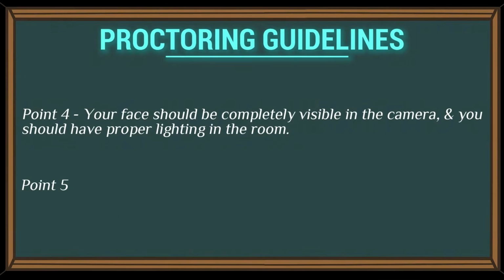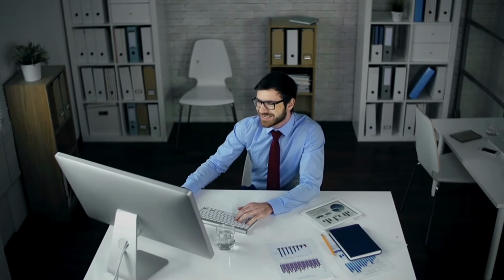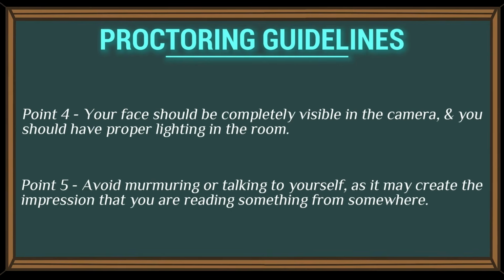Point number 4. And guys, this is a crucial one. Your face should be completely visible in the camera and you should have proper lighting in the room. And guys, lastly, avoid mumbling or talking to yourself as it creates the impression that you're reading something from somewhere. Similarly, you're not allowed to talk to anyone and no one should be present in the same room or speaking in the background as all these points fall under proctoring issues.